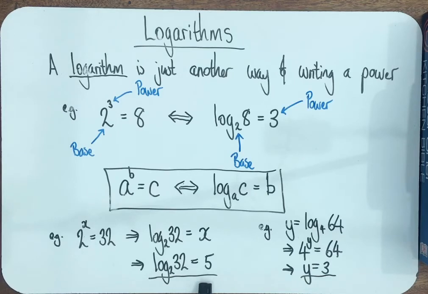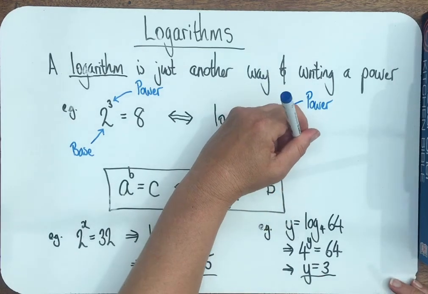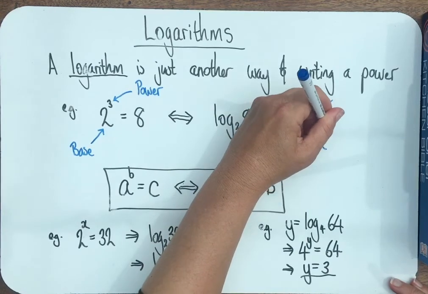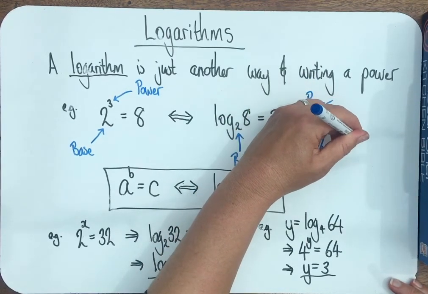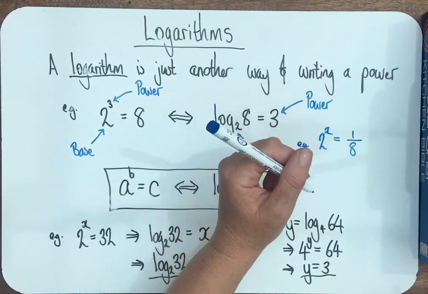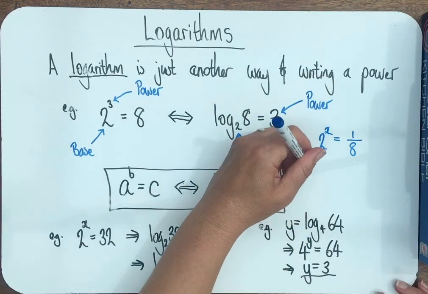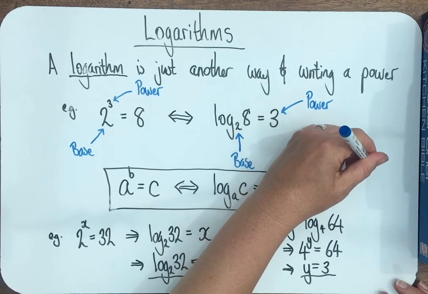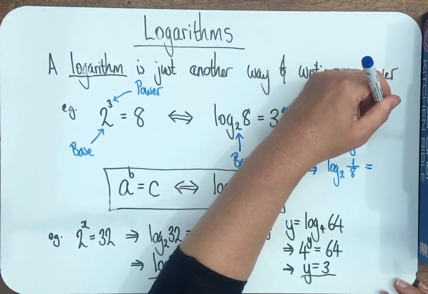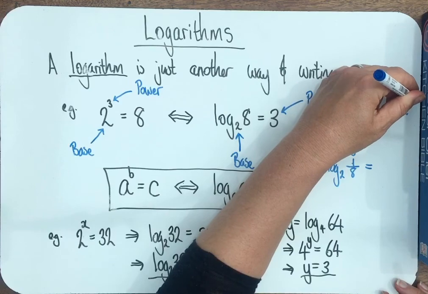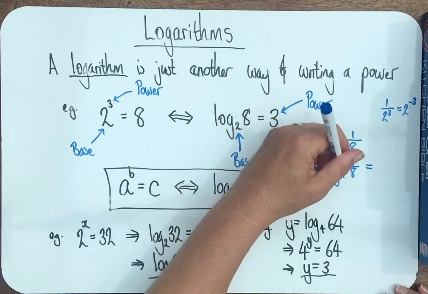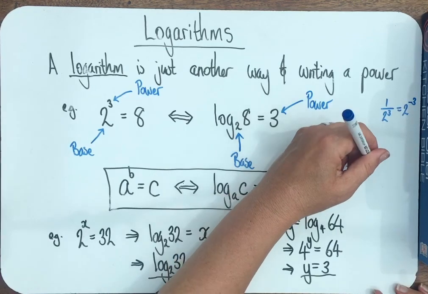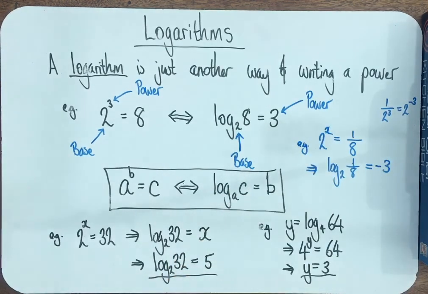It could be that you get a negative answer. So if you've got something like 2 to the power of x is equal to 1/8, then log to the base 2 of 1/8. So 1/8 is 1 over 2 cubed, which is 2 to the power of minus 3. So the power you raise 2 to get to 1/8 is minus 3. So logarithms can give you negative answers as well, but we'll look at that as we go on a little bit more.